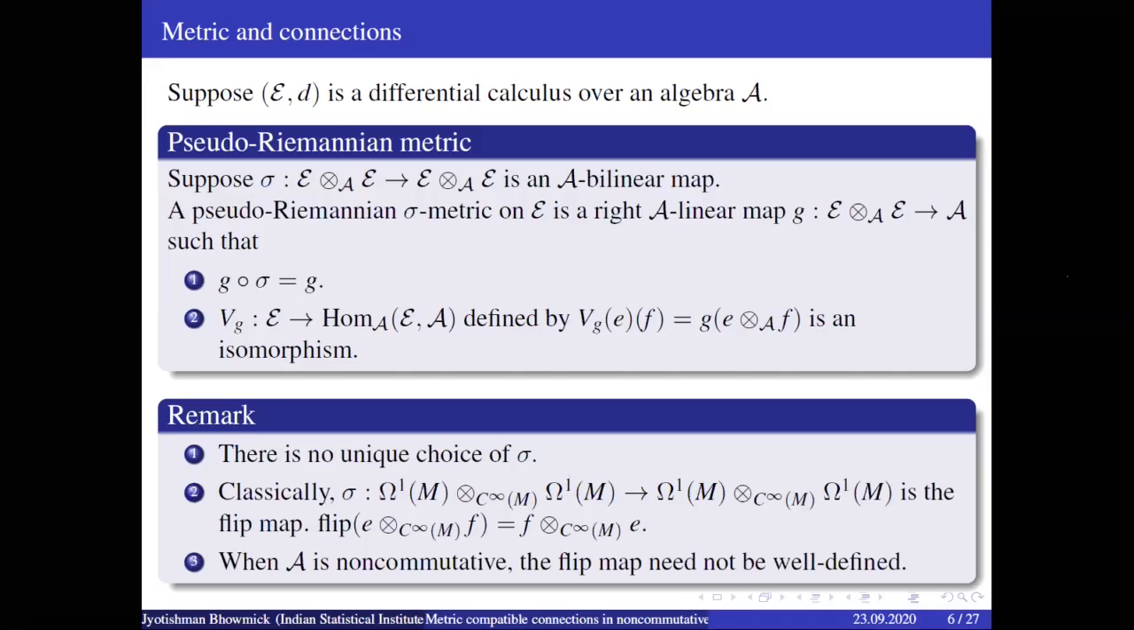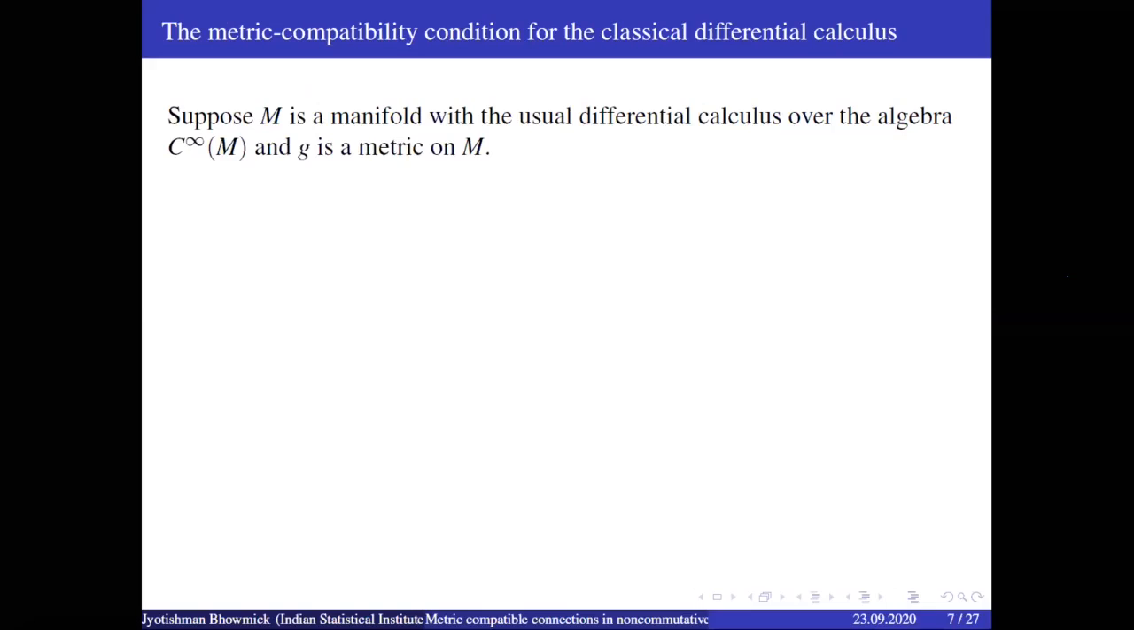So a metric is a map from E tensor E to A, and this depends on the choice of a sigma. So that's the lesson. Before the next slide, suppose you have a differential calculus and you have a connection and you have a metric. You want to check if the connection is compatible with the metric. So that's what the metric compatibility condition is.